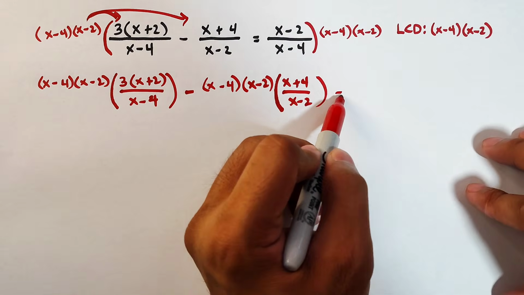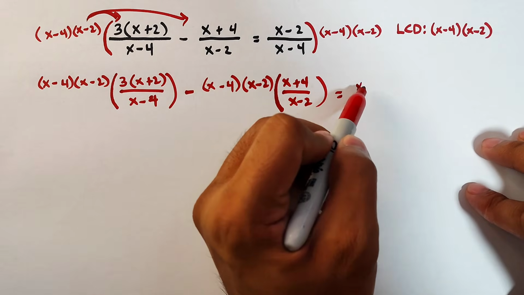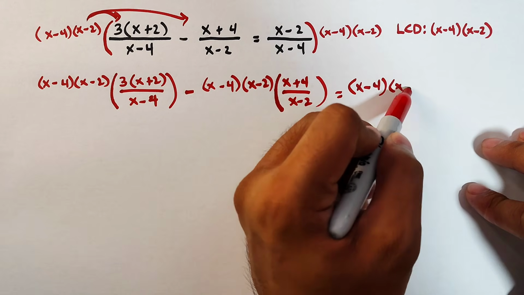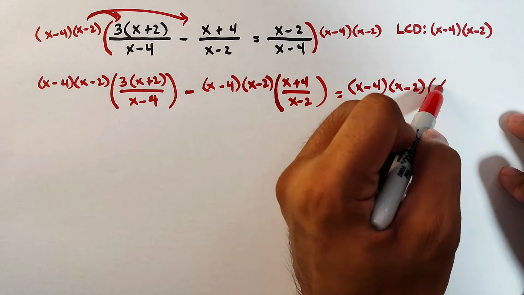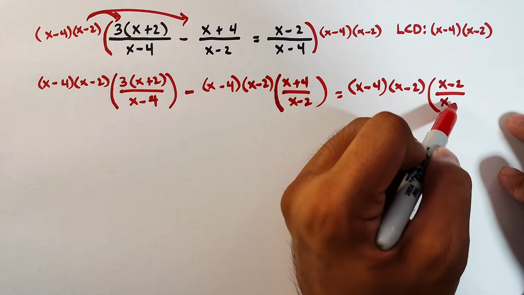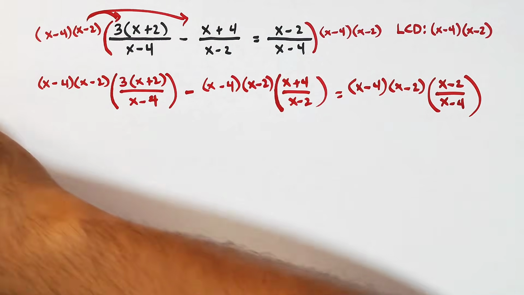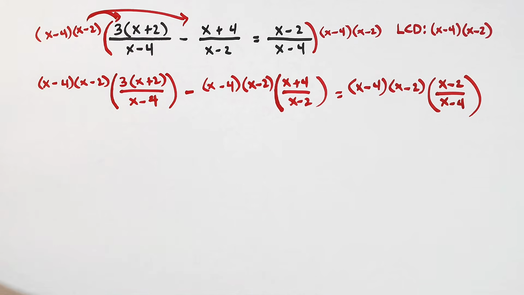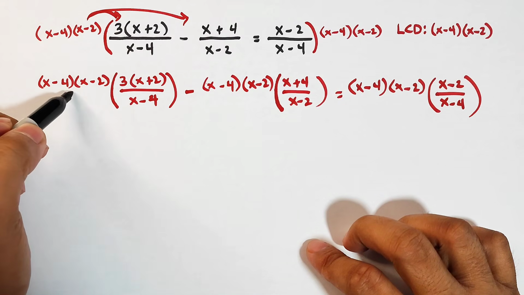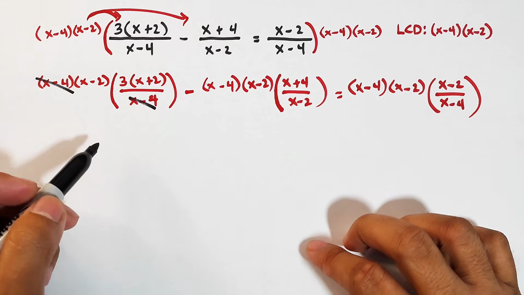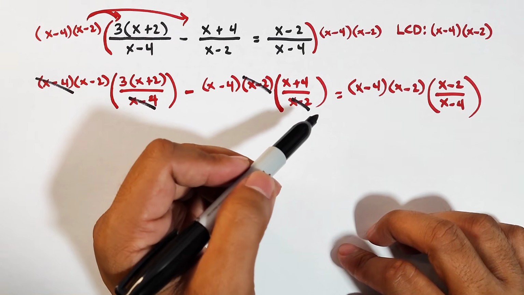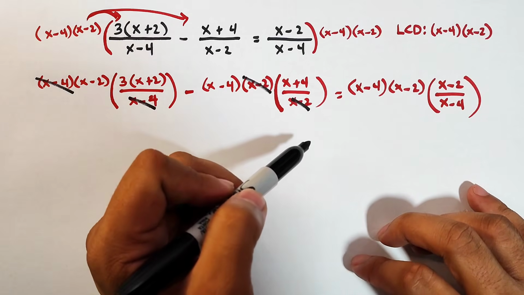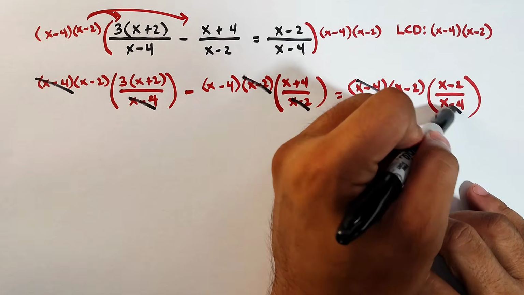Here naman is equal to x minus 4 times x minus 2. Copy this fraction times x minus 2 over x minus 4. So what will happen if we multiply them? Tandaan that our objective is to eliminate the denominator, meaning may makakancel tayo. Here, cancel this out, cancel this out. Here naman, we can cancel this out, and here, we can cancel this out and cancel this out.